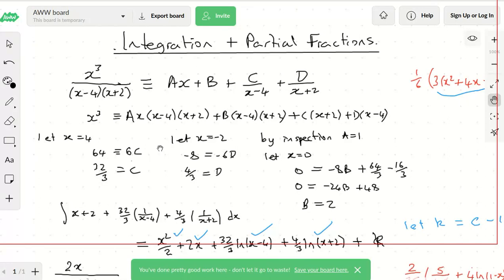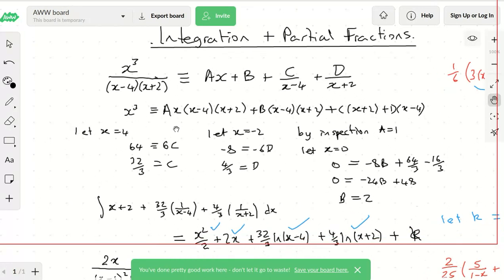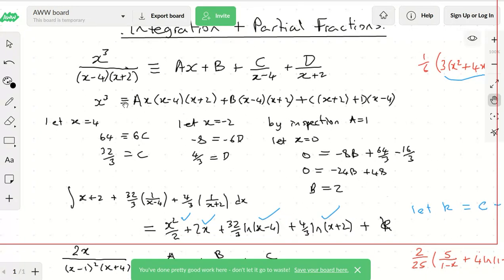So we've got this, and then we can proceed as normal, saying let x equal 4. That knocks out this term, and this term, and this term, and means we can deduce c. We get c is 32 over 3. We can then let x equal minus 2, and it knocks out this term, and this term, and we can work out d. D ends up being 4/3. By inspection, we can just say a is going to be 1 because you're doing x cubed divided by x squared. So that gives you a is 1.